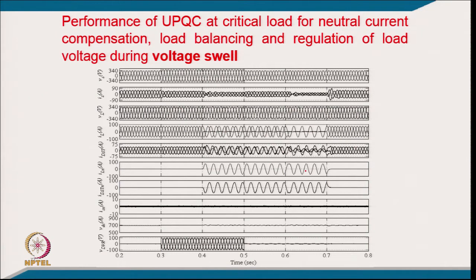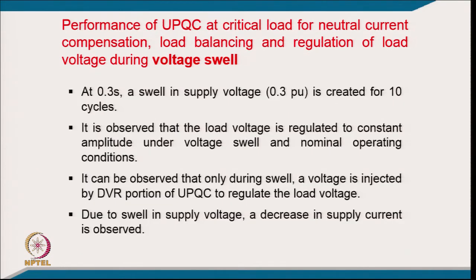And here is the D-STATCOM current. This is the load neutral current, which is compensated by the fourth leg of the D-STATCOM. This is the source neutral current, maintained at 0, and the DC link voltage is regulated to constant. This is the DVR voltage which is injected to compensate the voltage swell, so that the load voltage is regulated. So, this is the compensation for voltage swell.